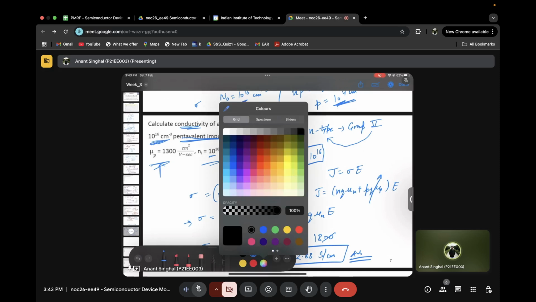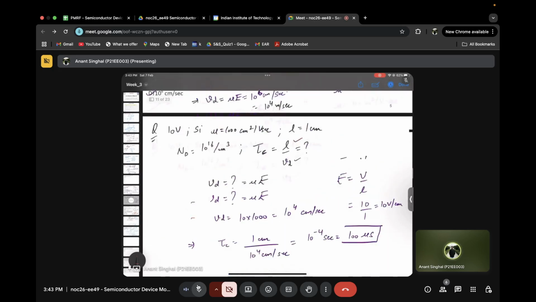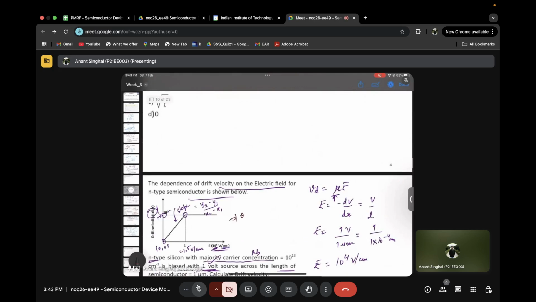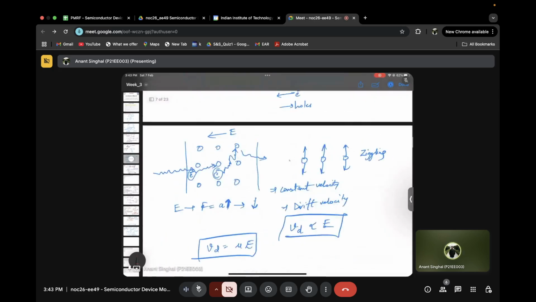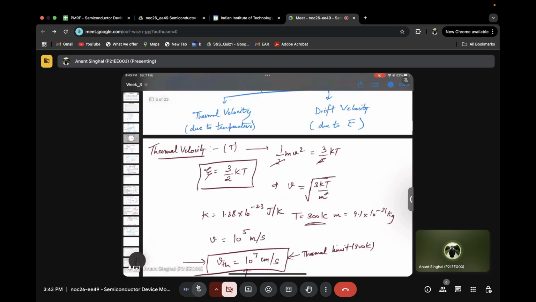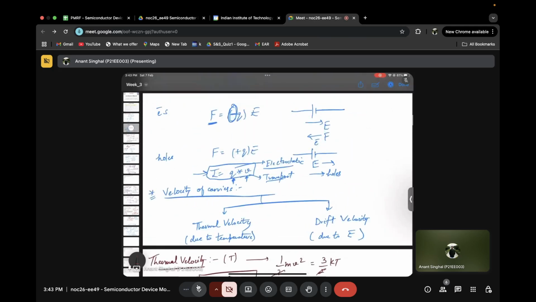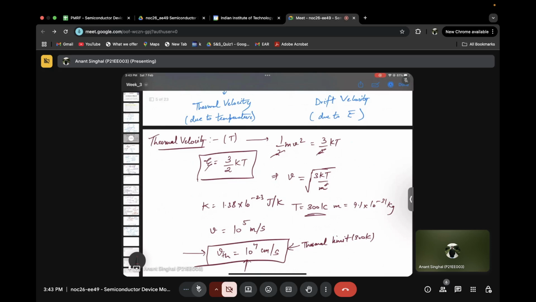Now please let me know if you have any doubt regarding anything we have done till now. We have covered the concept of mobility, how it comes into the picture, and why this curve saturates, this vd equals μE plot. This is a major takeaway of these problems: why do we have a saturation, what is drift velocity, and what is the thermal velocity. So is there any doubt till now? Anyone having any doubts?